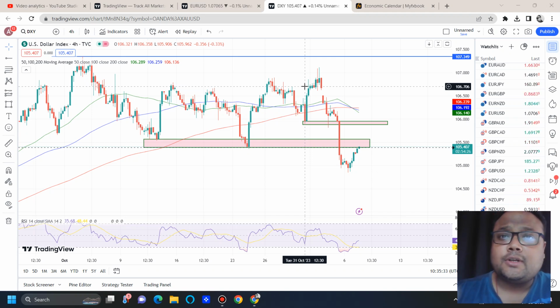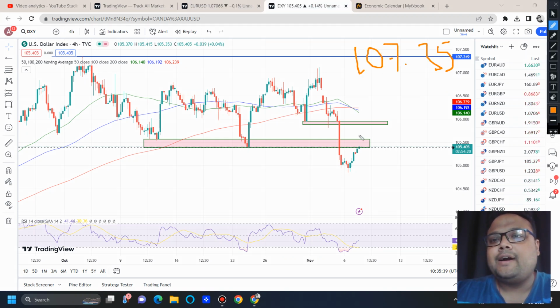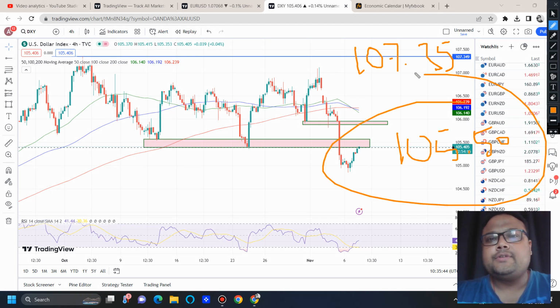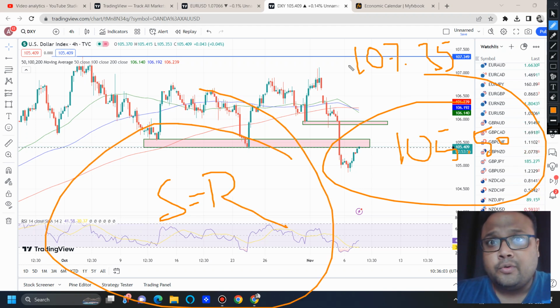The US dollar index or DXY broke the important range of 107.35 on the upside and 105.50. 105.50 was the support, and finally the market broke the support here. But right after the market opening, we can see that DXY is trying to recover, and right now it has entered the previous support zone here, and the previous support zone will be acting as the new resistance.